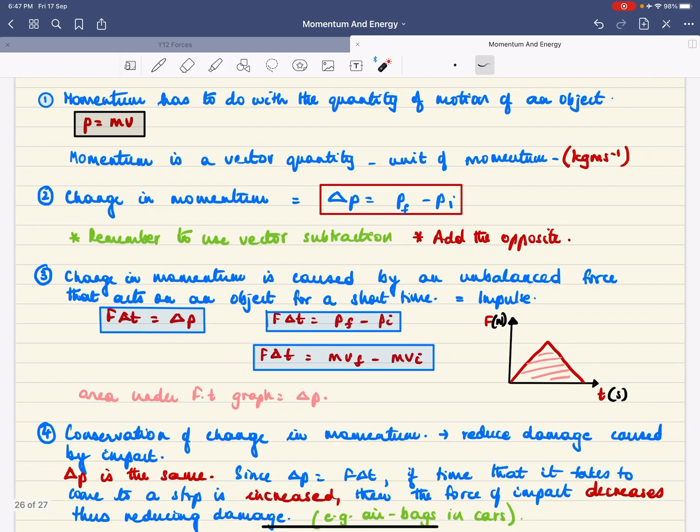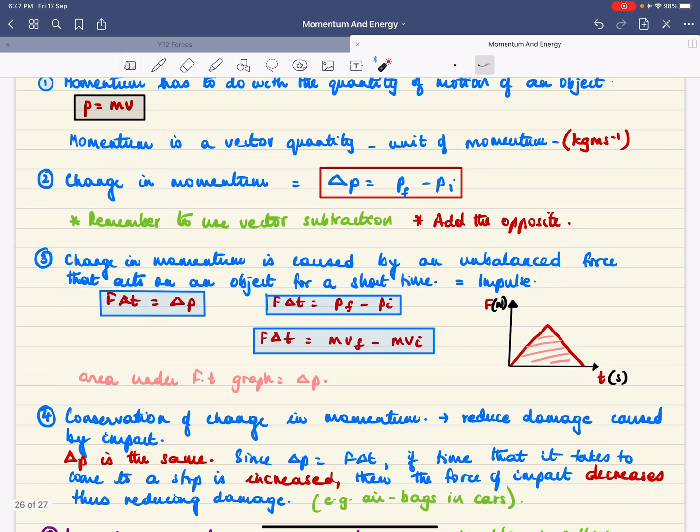Now, whenever there's a change in momentum, it's usually caused by an unbalanced force, which could cause a change in speed or a change in direction. This unbalanced force acts for a short amount of time, and this is called impulse. So force multiplied by time gives you change in momentum, and there are many variations of this formula. Force multiplied by time is Pf minus Pi, but momentum is mass times velocity, so it can be calculated using mass times final velocity minus mass times initial velocity. But again, remember, directions are important for all this.